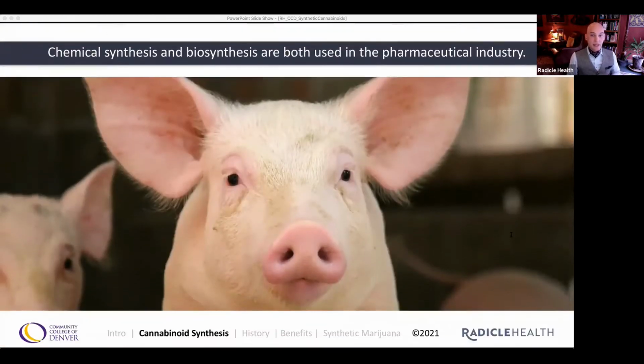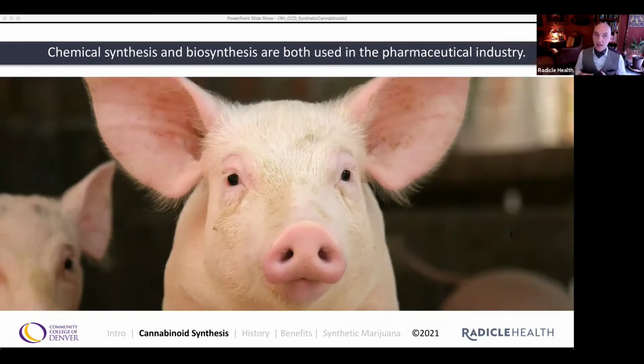And currently, we see chemical synthesis and biosynthesis being commonly used in industries like the pharmaceutical industry for the production of drugs. So for example, yeast fermentation is used to biosynthesize insulin. Although I think that Genentech, when they initially created this biosynthesis for insulin, they used E. coli.